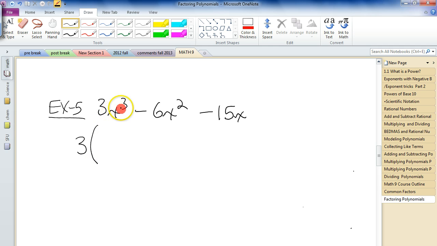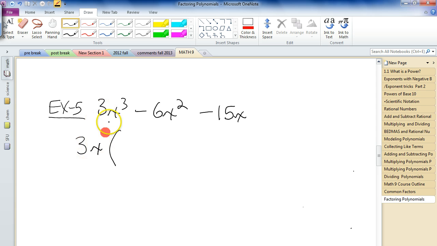What about the x's? This has 3 x's, this has 2 x's, that has 1 x. Well, they all have at least one x in common. Think of it this way: this one, because it has the least number of x's, limits how many x's we can use here. The weakest link is that 1 x we have at least. So, oops, I shouldn't have put the brackets there yet. 3 and x. So 3x is what all of these have in common.